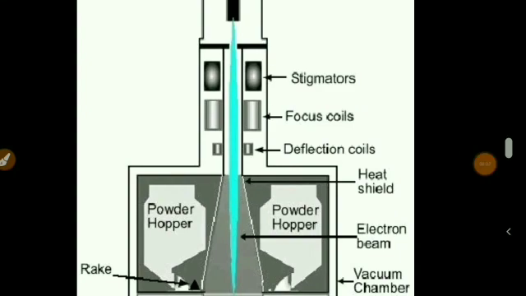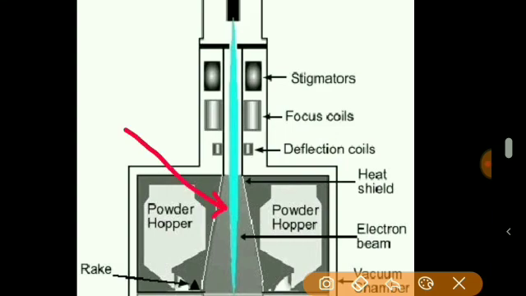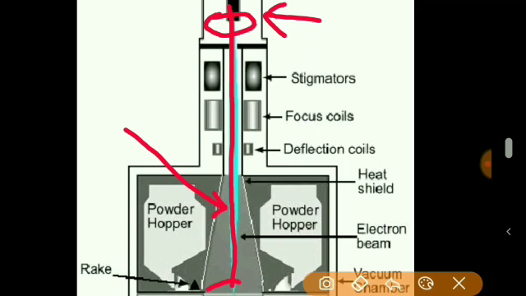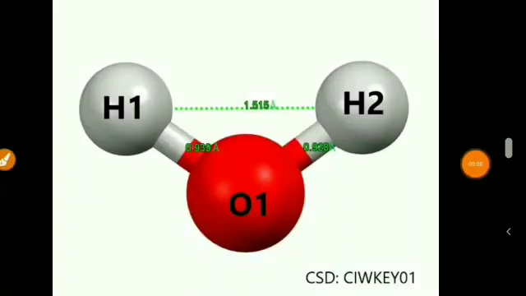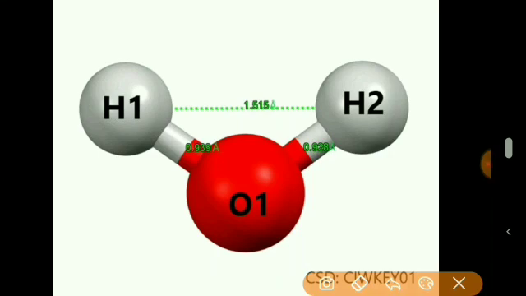Here in this figure you can see an electron microscope. Here this is an electron beam which is emerging out from this electron gun. From this electron gun these electron beams move, and they fall on the material which is to be examined or studied. Here in this image you can see the distance between the atoms of an H2O molecule. So with the help of this electron microscope we can estimate the approximate distance between the atoms of a molecule.